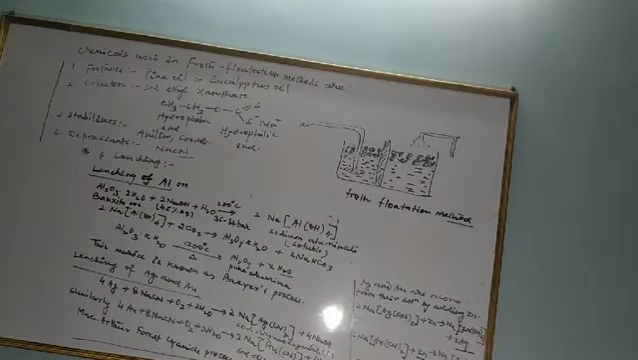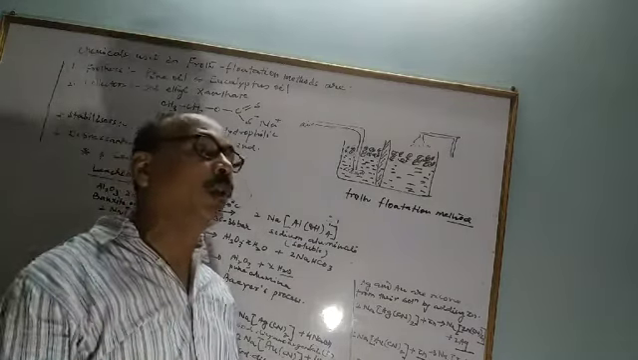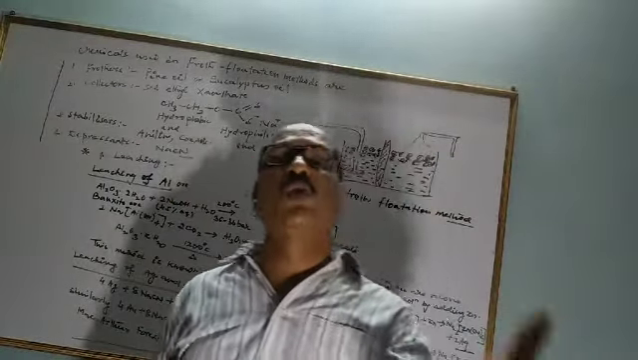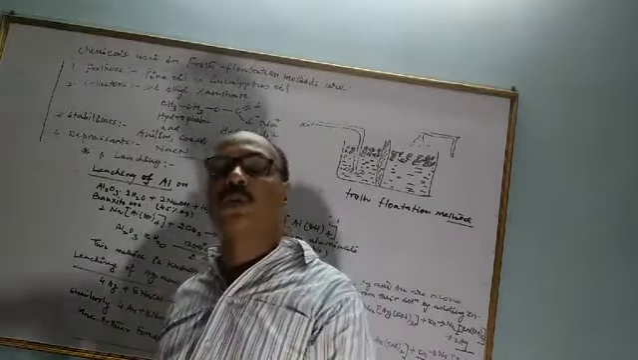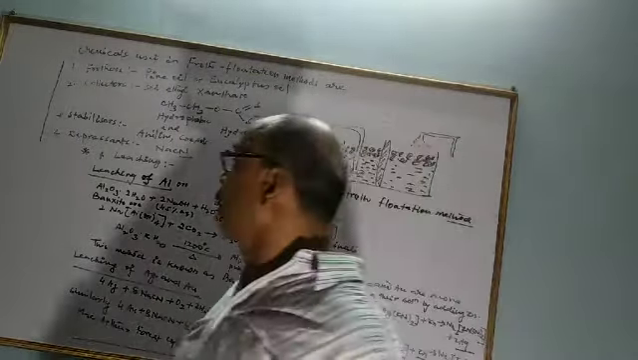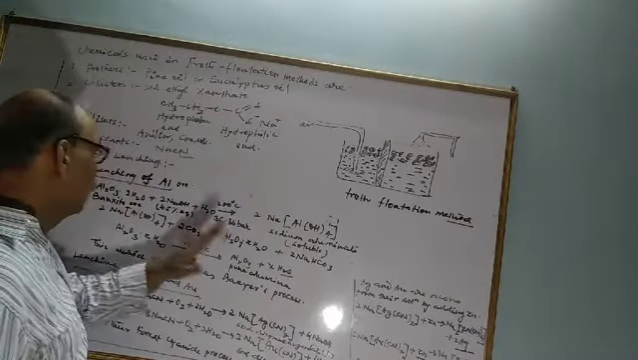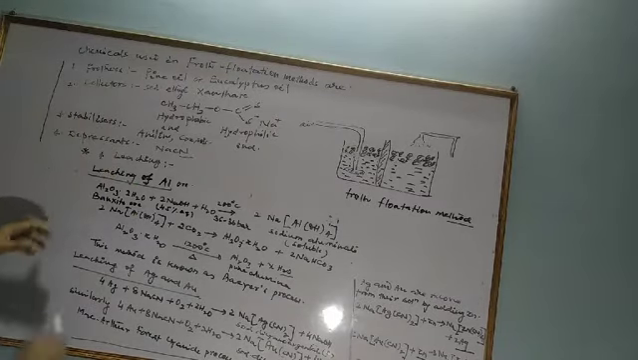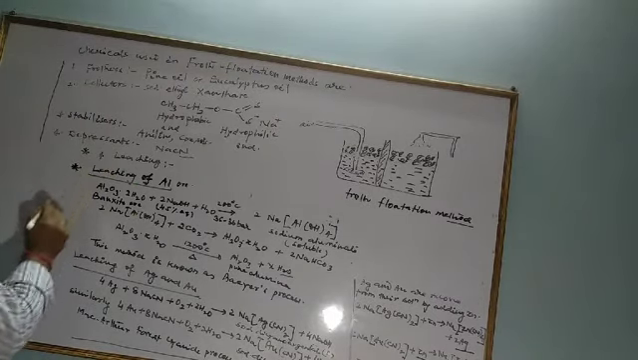Leaching is the process of treating the ore with some chemical substance, and then that chemical substance will react with the ore and form a soluble compound that goes into the solution. Then the solution is filtered off, and from the filtrate the metal is recovered. So we will learn leaching because it is very important and it is in our syllabus.